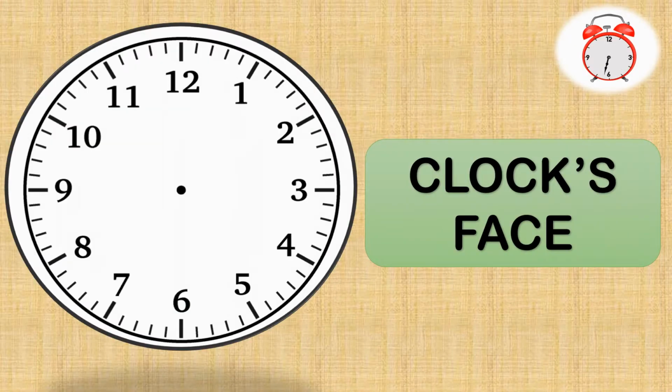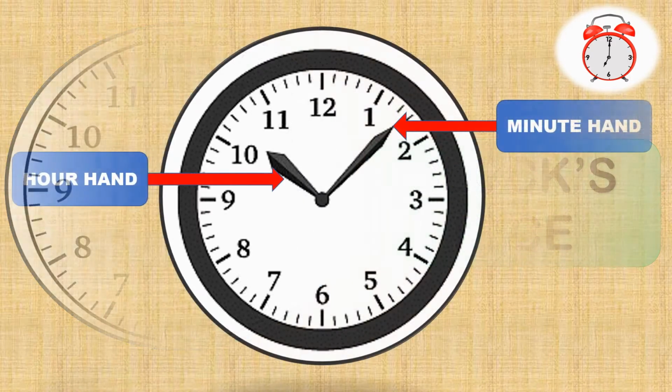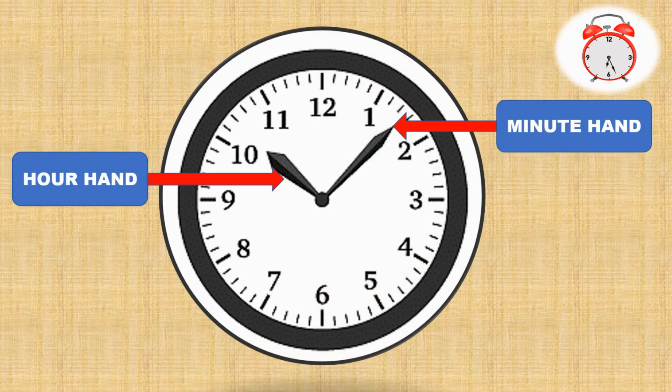Children, now look at the clock. The flat surface of the clock is called its face. So, here you can see the clock's face. Children, what do you see here? Yes, you can see here the picture of a clock.